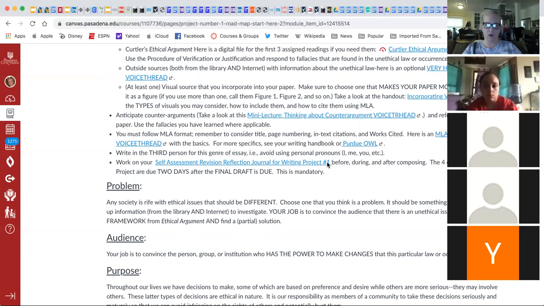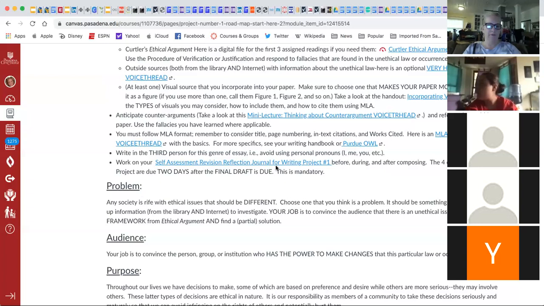And then you're going to work on your self-assessment revision reflection journal for writing project number one. Before, during, and after composing, there's questions to ask yourself. So you've written a draft, and then there's a prompt, and then you do the peer review, and then there's a prompt, and then you turn it in, and there's a prompt, and then you receive your grade, and there's another prompt. This is going to be ongoing. This journal has very specific instructions about how to complete it, and I also have a video which explains it as well. You'll start a Google Doc and do it for the first writing project, and then you'll come back and do it for the second, and so on and so forth.